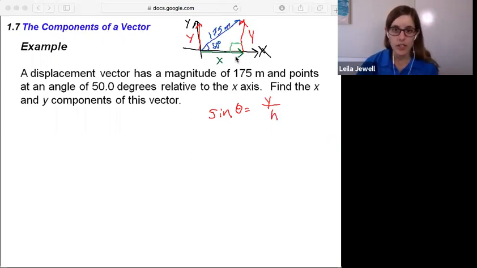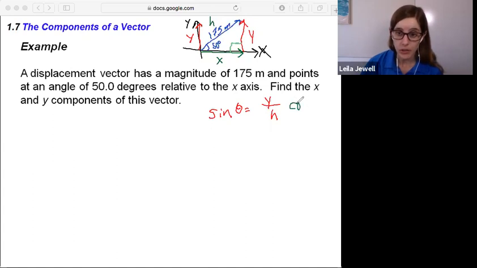All right, now let's do the same thing for the x component. For the x piece, we notice it's the side that is right next to the angle or adjacent to it along with the hypotenuse. So if this is our hypotenuse, then the adjacent and the hypotenuse is going to be our cosine. Right, so cosine of that angle, which is 50 degrees, is going to be equal to the adjacent side x divided by the hypotenuse.